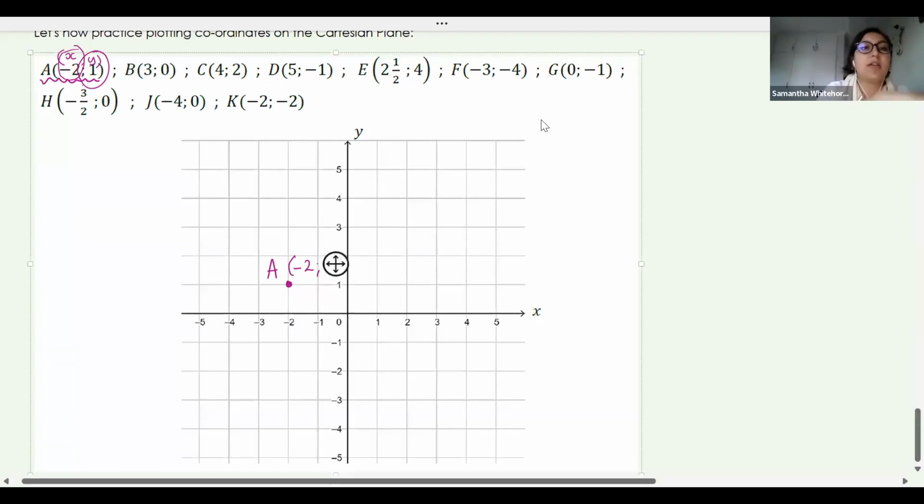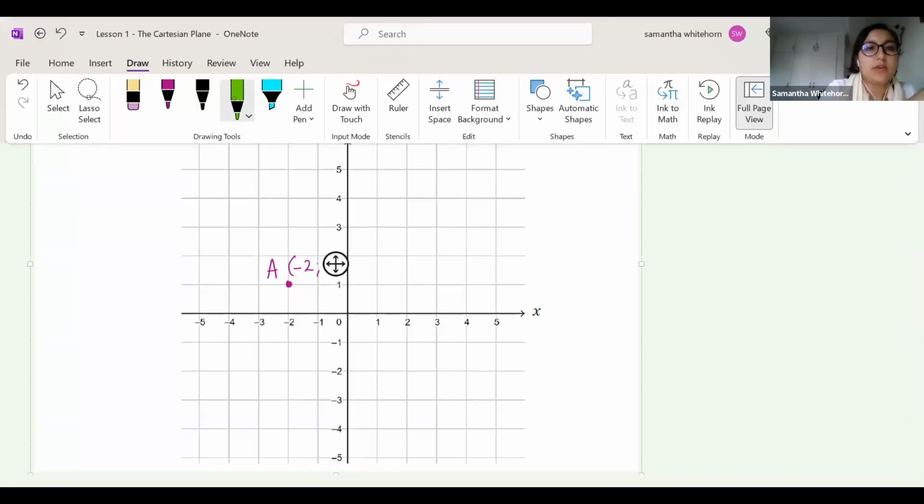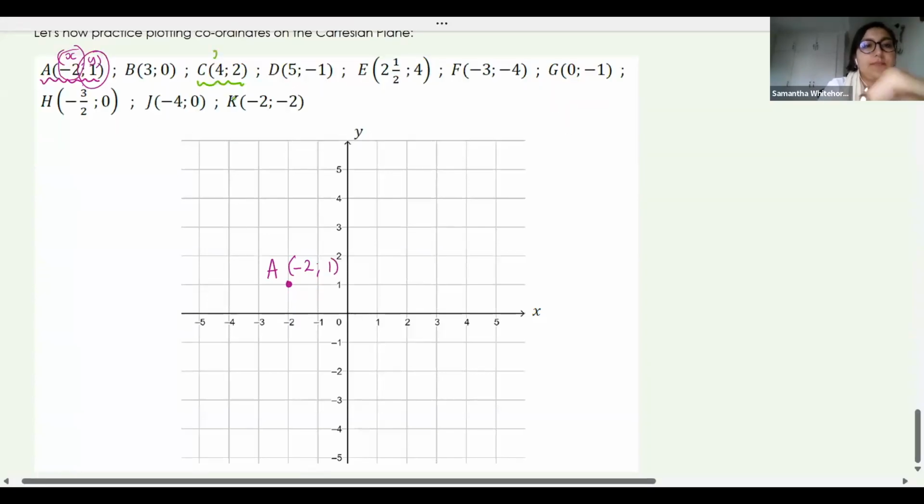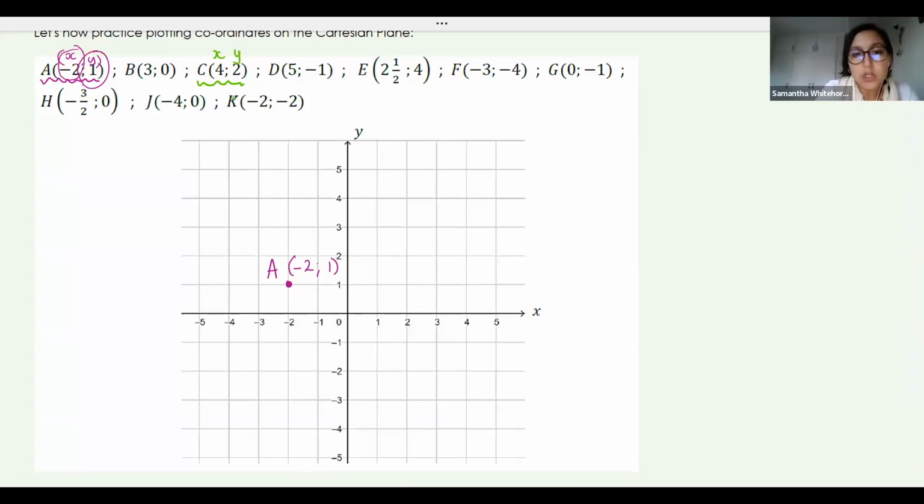So if we try another one, let's do C. Right, so if we go to C, C has an x coordinate of 4 and a y coordinate of 2. So we go to where x is 4, we go to where y is 2, and essentially where the vertical and horizontal lines meet each other, that is where I'm going to get my point. Oh, not B, C.